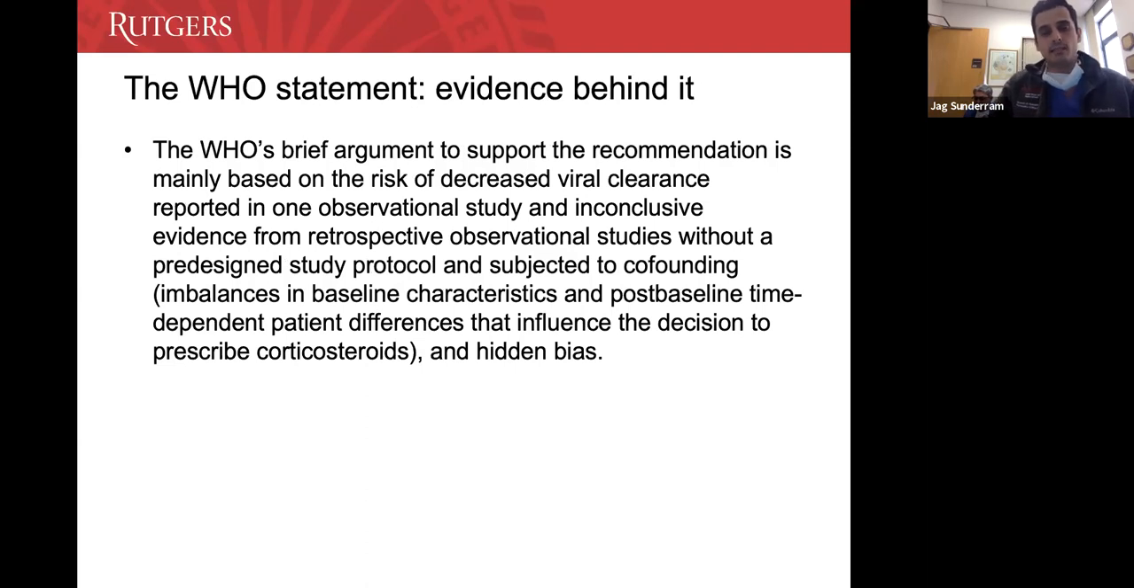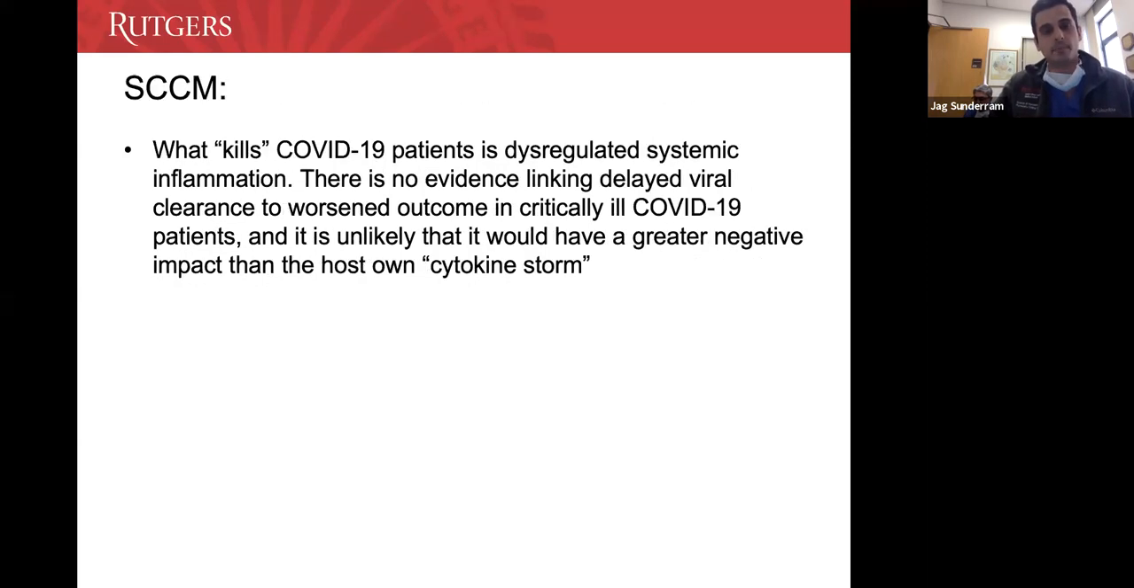So the SCCM's take on this is that the WHO argument is, first of all, based on one observational study and inconclusive evidence from retrospective observational studies that have their own bias. And their take is that what is killing patients right now is not the viral load. The majority of the patients that are dying in the intensive care unit are patients who are having a dysregulated systemic inflammation, which is a form of cytokine storm. And this is what's killing patients. Just like Dr. Sundaram showed earlier, the viral load is essentially the same in patients who have mild and severe disease after day 7 or day 10 of onset of symptoms.